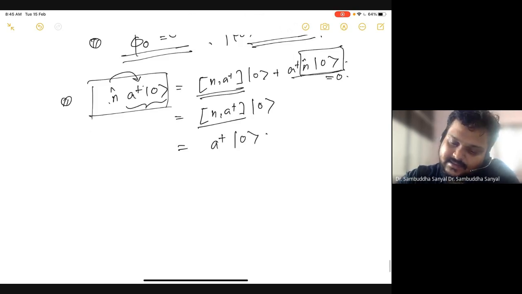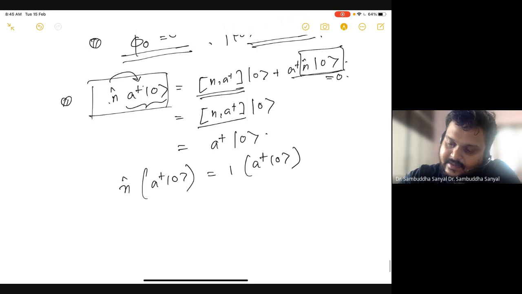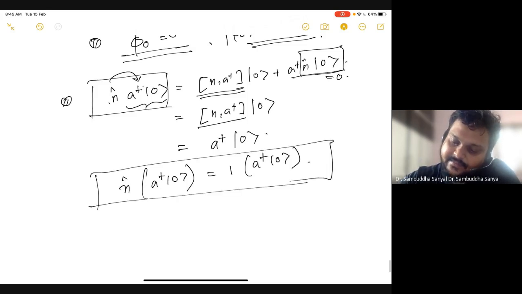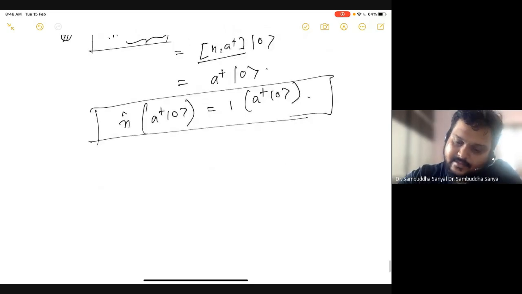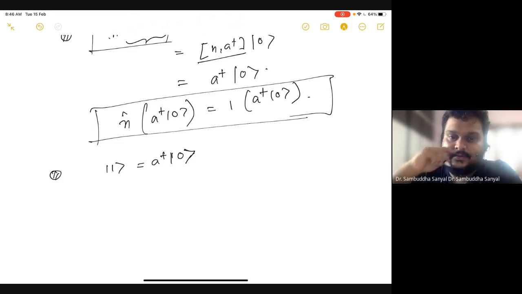So that means n a dagger 0 is 1 a dagger 0. That means if n acting on 0, which is the ground state, gives me 0 eigenvalue, then n acting on a dagger 0 will give me 1 eigenvalue. Okay? So I can call this state the 1 state. Let me write it in this way, but there is a normalization which I have to think about also.